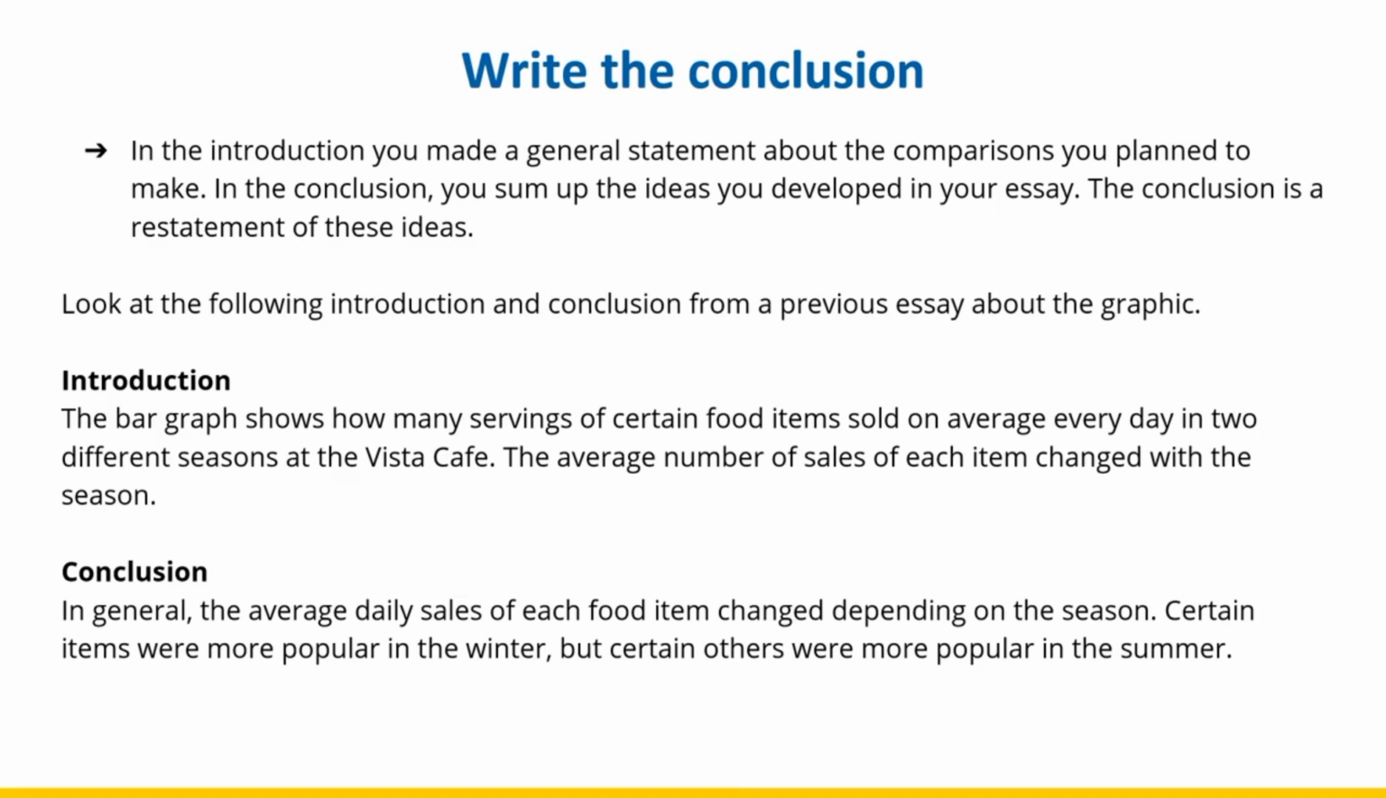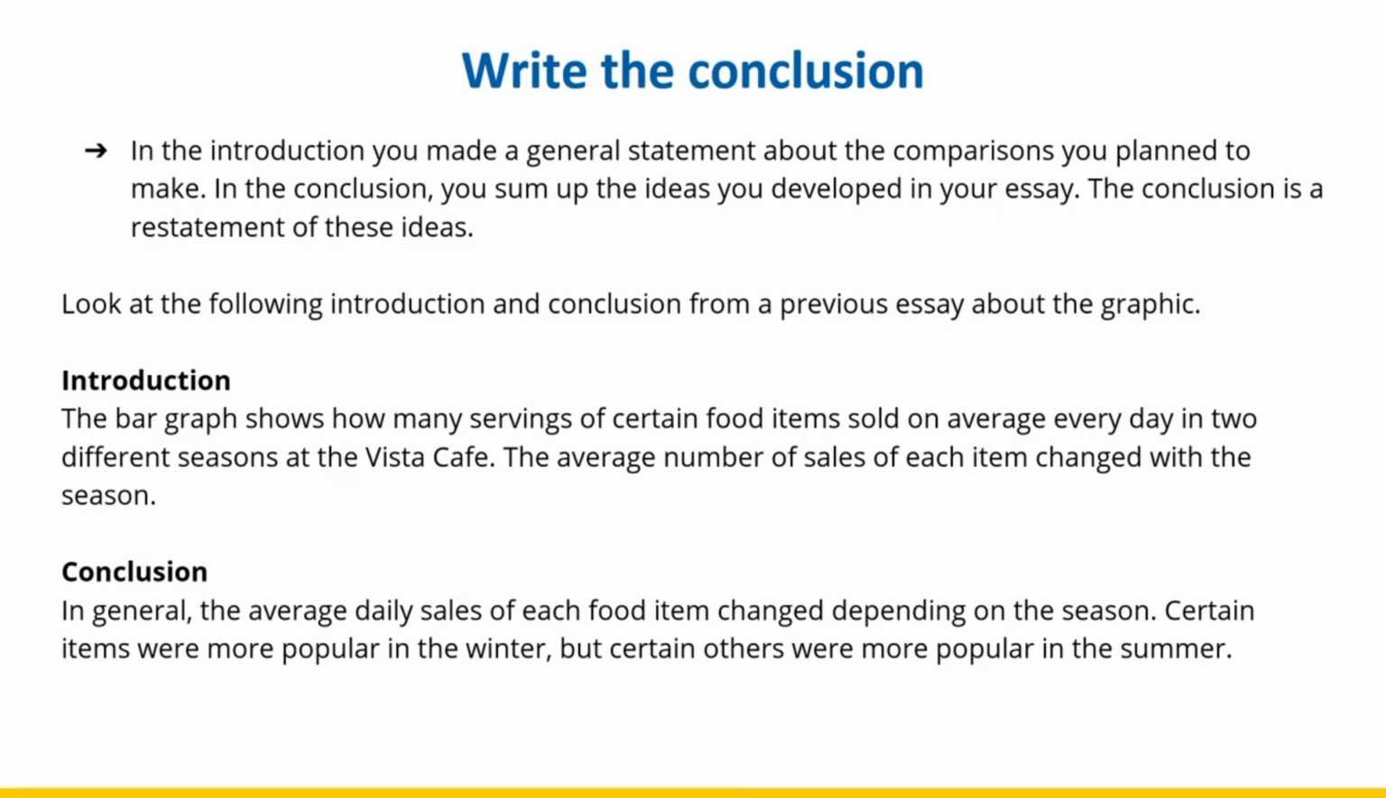So as you remember, we had an introduction that contained 2 sentences, and here they are. The bar graph shows how many servings of certain food items sold on average every day in 2 different seasons at the Vista Cafe. The average number of sales of each item changed with the season. So our conclusion restates this idea using different words by stating the most important change, or we also call it trend. So here we have, in general, the average daily sales of each food item changed.